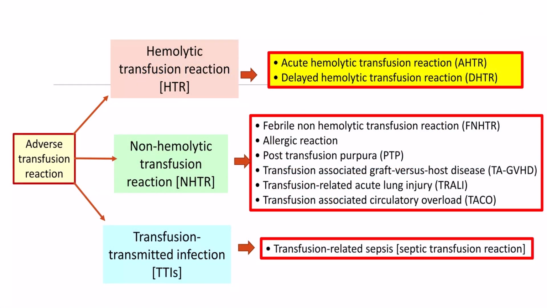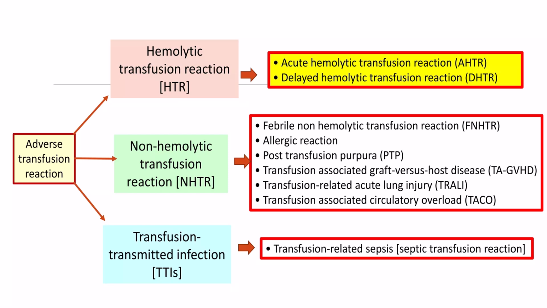Before going into the topic, let's see the classification of the adverse transfusion reaction. The adverse transfusion reaction is basically classified as hemolytic transfusion reaction, non-hemolytic transfusion reaction, and transfusion transmitted infection. In hemolytic transfusion reaction, there are two types of reaction, that is acute and delayed.